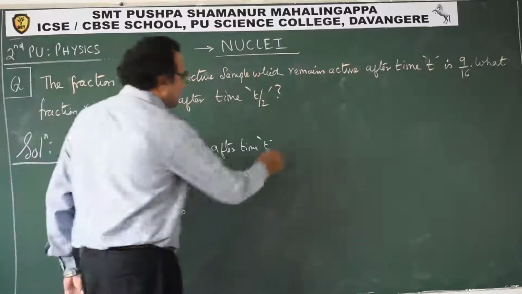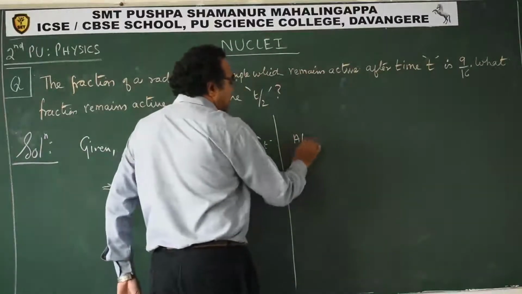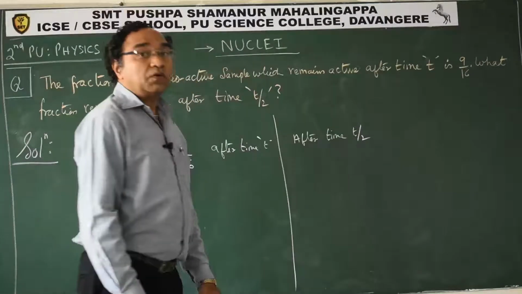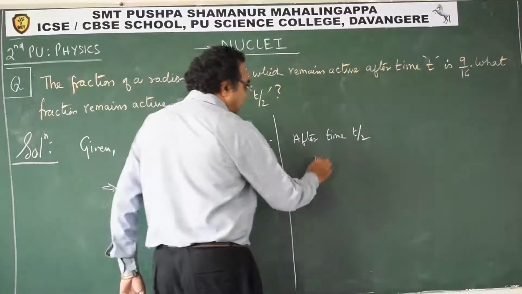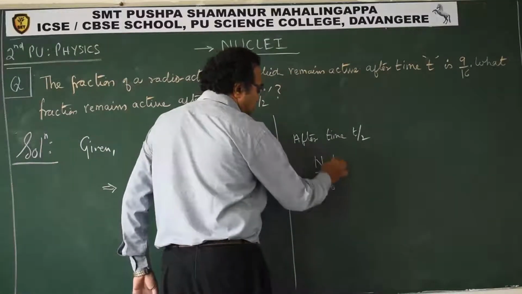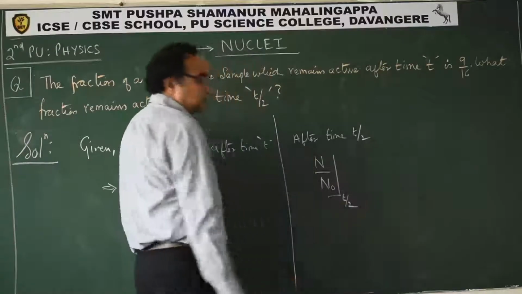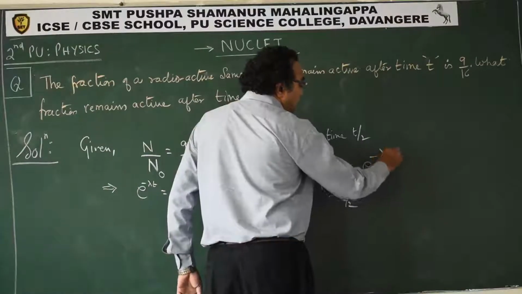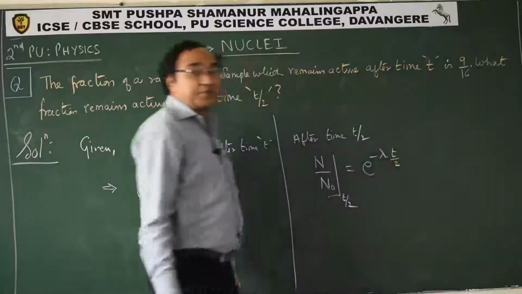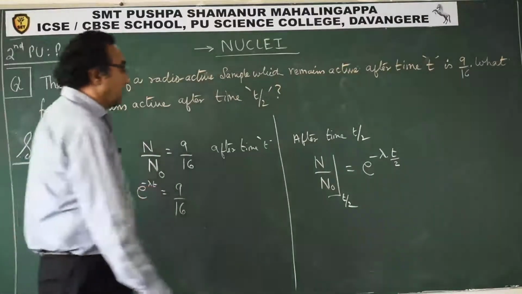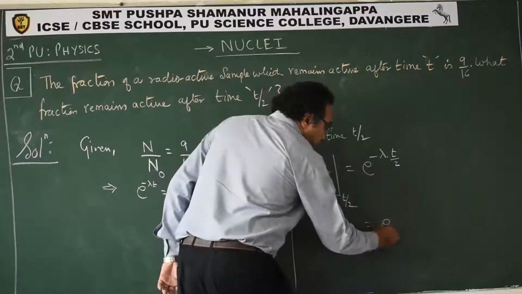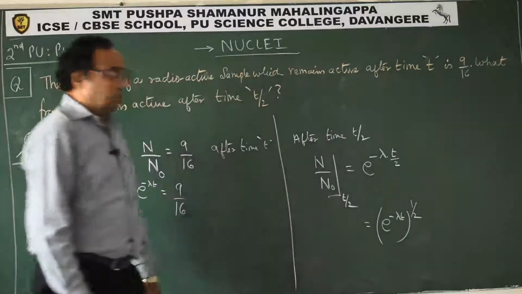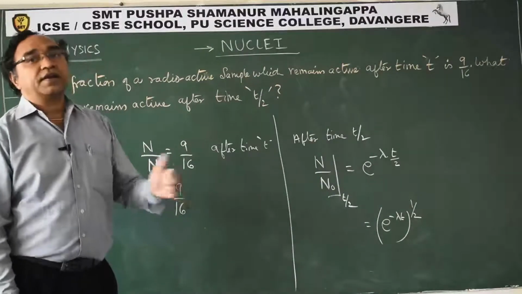Now, after time t/2, what is the fraction which is active? Let us write N by N naught for it, after time t/2. This will be e raised to minus lambda, where t becomes t/2. Replace t by t/2. What we can write is e raised to minus lambda t, power half, by using the rules of power and indices.